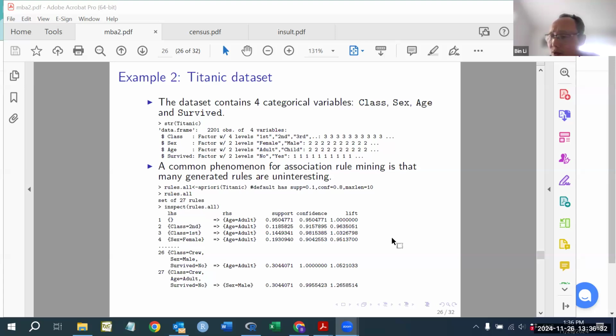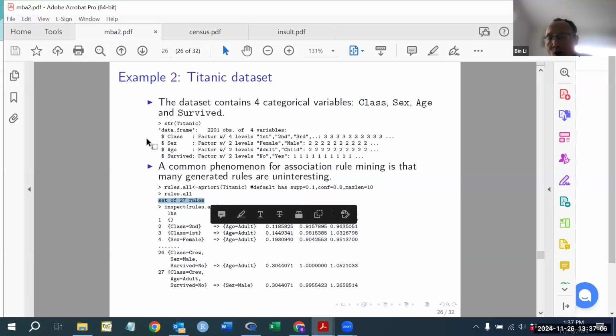This is example 2. Example 2 here is the Titanic data set. We have 4 categorical variables: class, sex, age, and survived. Here I just run apriori on the Titanic dataset using the default settings for the support threshold, confidence threshold, and the maximum length. We have in total 27 rules, and this is a small data set. As you can see, we only have 4 variables.